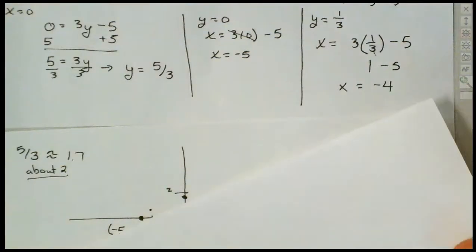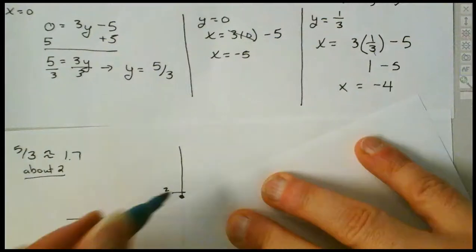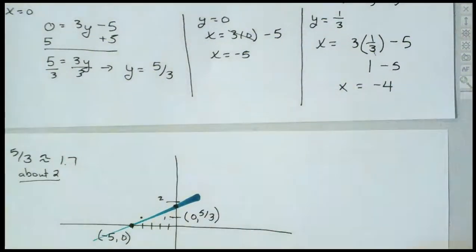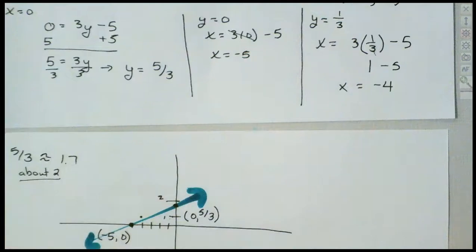We've got our two different points for the minimum. Connect them together. And there is my line. Okay.